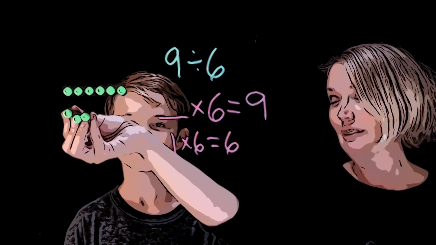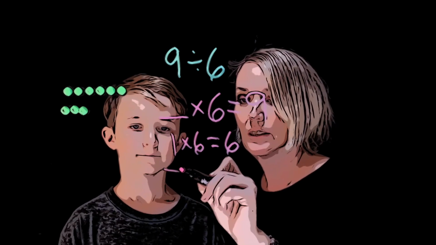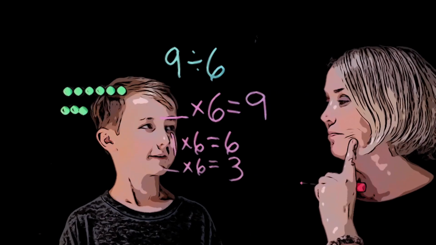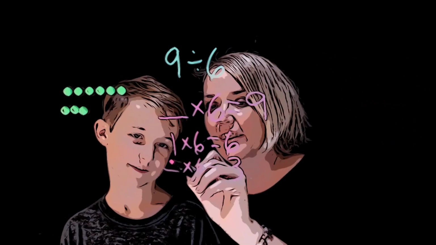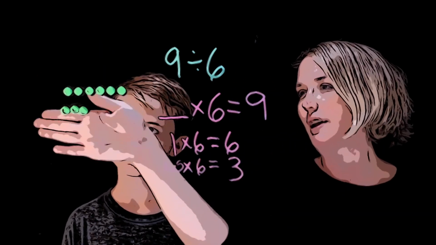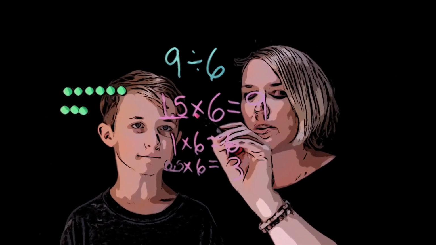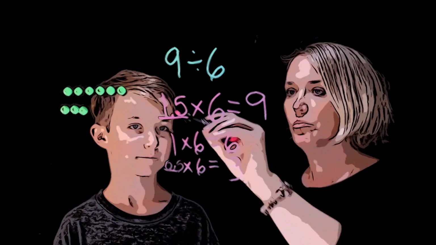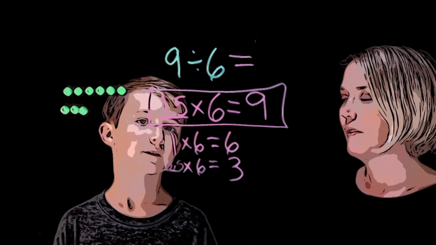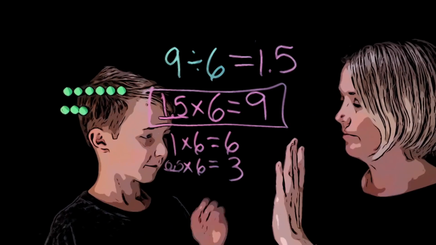So, what times 6 would equal 3? 0.5. Yeah, or a half, right? Okay. So then we have one group of 6 and half a group of 6. So 1.5 times 6 equals 9. Perfect. So we can use this to actually figure out what's 9 divided by 6. 1.5. You are amazing. Great job. Thank you.